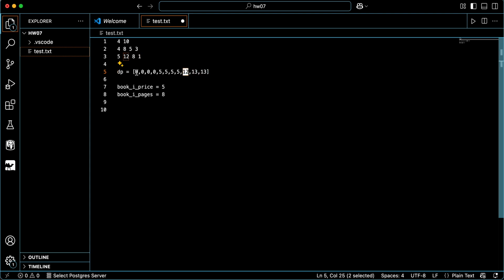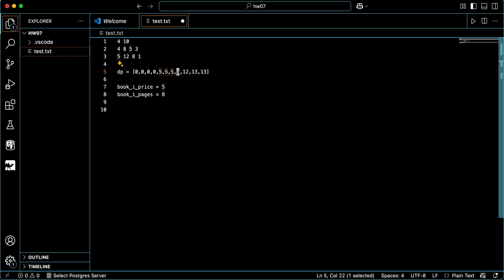0, 1, 2, 3. And 0 plus 8 is 8. And so at $8, it makes more sense to just buy this second book than to buy a combination of any other book. So we could just leave that. Then we're looking at $7.